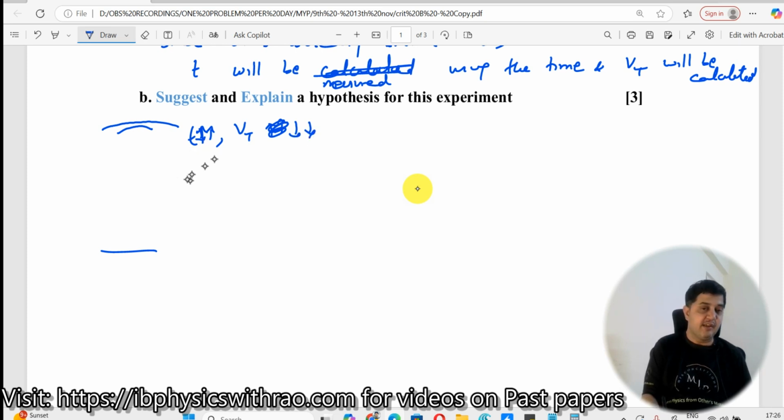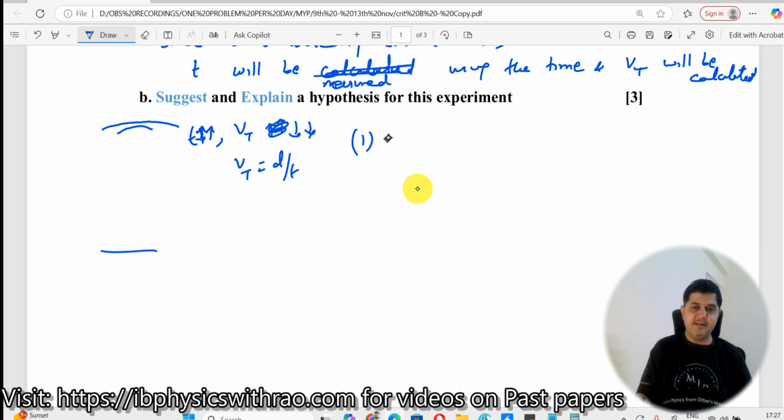Okay, the value of the time taken is much higher, and the terminal velocity reduces. Why does it reduce? Because vt is equal to d by t. When the denominator increases, automatically vt should decrease. Now we need to write it appropriately. Suggest and explain. So what is the suggestion? You need to suggest a hypothesis and then you need to explain.